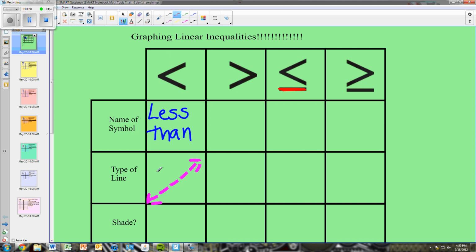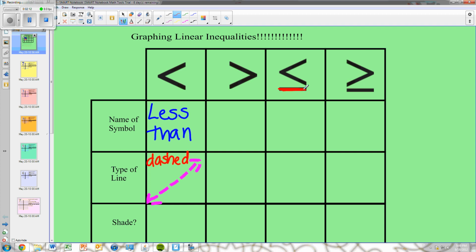And then I'm also going to write the word dashed. So again, the easiest way to tell if our line is going to be dashed or solid is to look at this symbol that we have here. If that symbol's not there, then that means it's dashed. If that symbol is there, then that means it's solid, and we'll talk about that in a second.